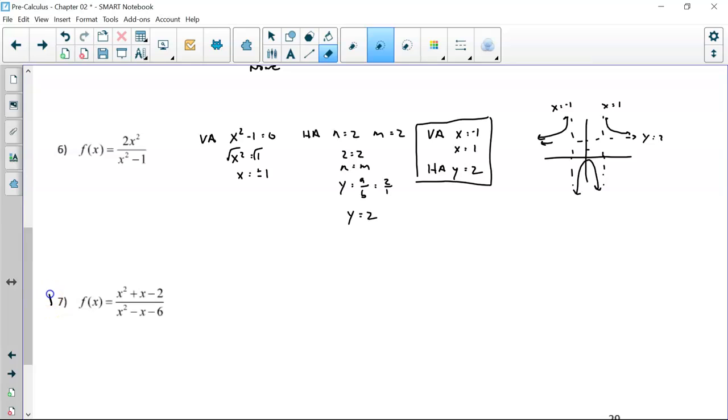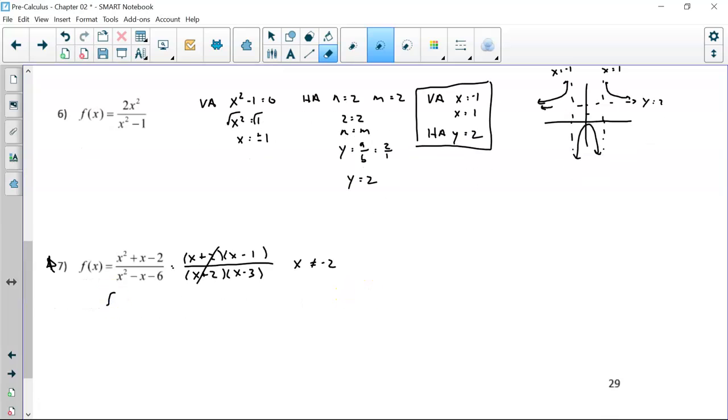Now for number 7. We're going to start by factoring it first. We're going to factor the numerator. We get x and x. So we get x plus 2, x minus 1. The denominator we're going to get, when we factor that, x plus 2 and x minus 3. So what we can do is we can see that the x plus 2's cancel. But we can't forget about the x plus 2 completely. We have to keep in mind that x cannot equal negative 2.